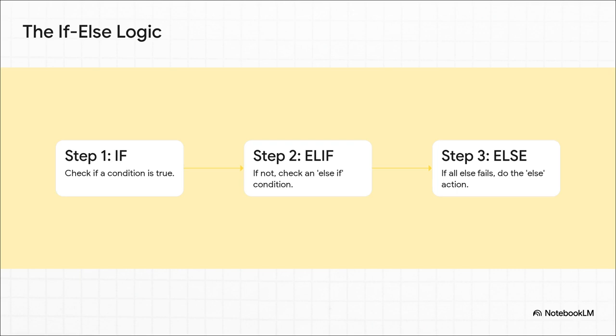And the most fundamental decision maker we have is the if-else statement. Just think of it as a fork in the road for your code. The program checks if some condition is true. If it is, bam, it goes down one path. If it's not, it can then check an elif, which is just short for else if, condition. And if none of those other conditions are met, it'll take the final else path. This is exactly how your program can react differently to different situations.